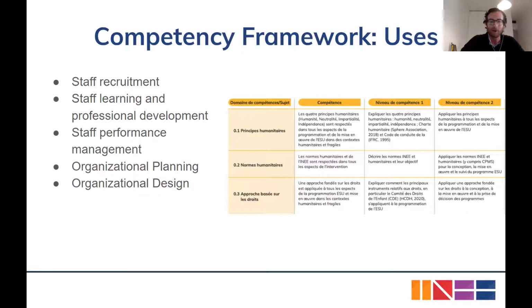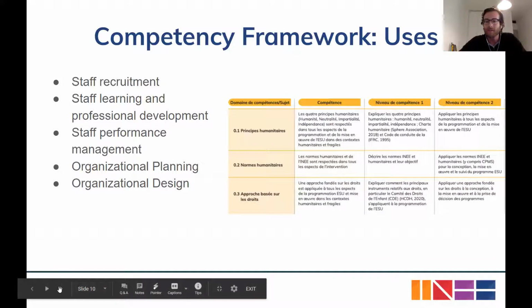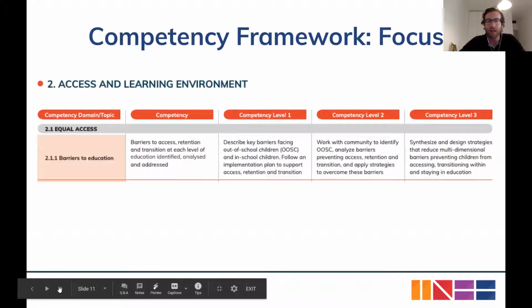The framework can also be used for organizational planning, project planning, and design. The goal is to meaningfully engage with the minimum standards for education and emergencies, and see what it means to put these standards into practice, both for staff technical skills as well as for project implementation. Next slide, please. So the next slide, you'll see an actual example from the competency framework.